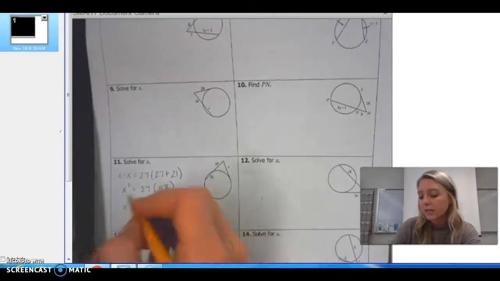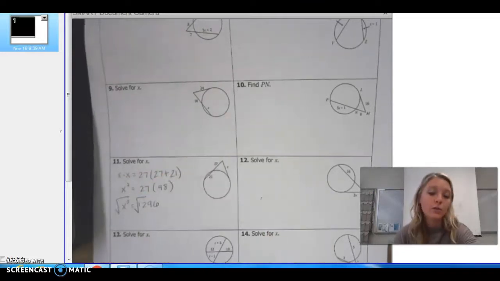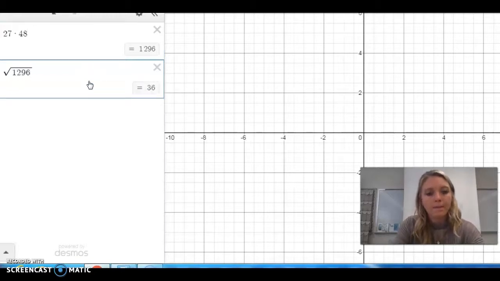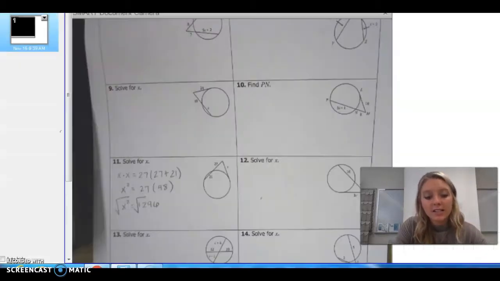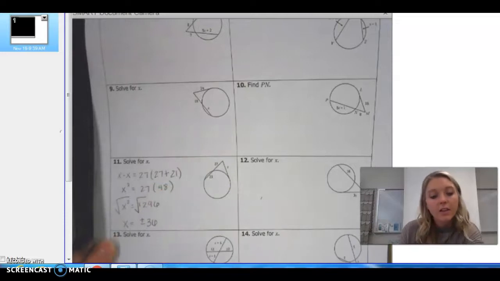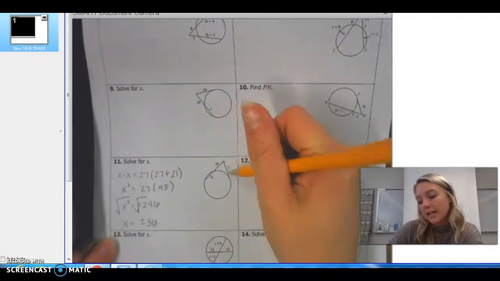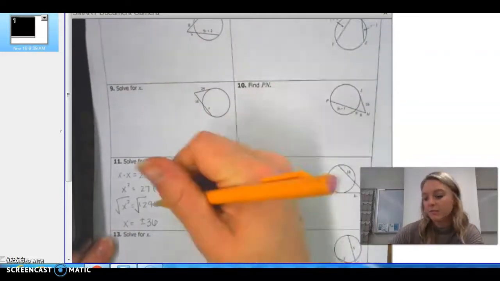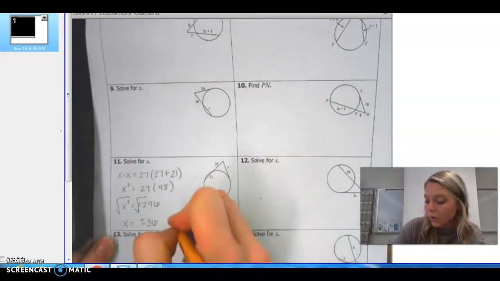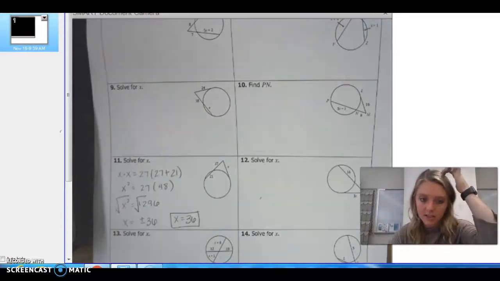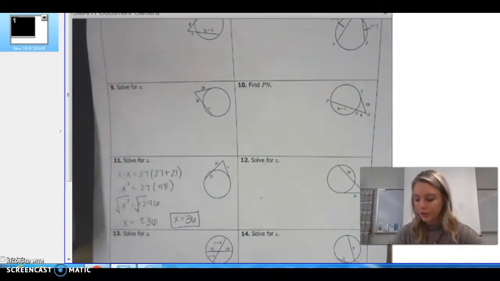But for this one, I'm going to choose to take the square root of 1,296. Which equals 36. We have to remember that it could be positive or negative 36. But because x is talking about the length of a segment, you can't have a length that is negative. So we're only going to keep the positive answer, which would be positive 36. And the last one we're going to do together is 13.